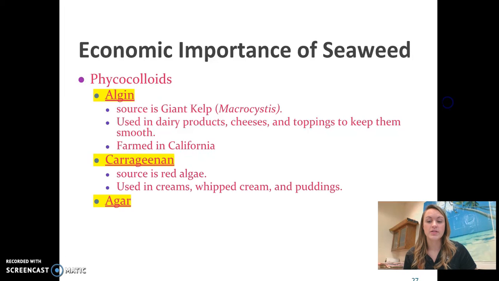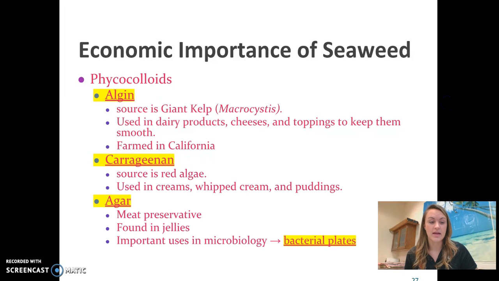All right, so I'm gonna put all this information up here so you can kind of get it as I go through. All right, so some of our different gelatin-like substances that actually come from our seaweeds is something called algin. So this is coming from our macrocystis, our giant kelps, and it's used in dairy products, cheese, and toppings to actually keep them very smooth. We find these a lot out in California. So this is what our kelp star is actually harvesting products for.